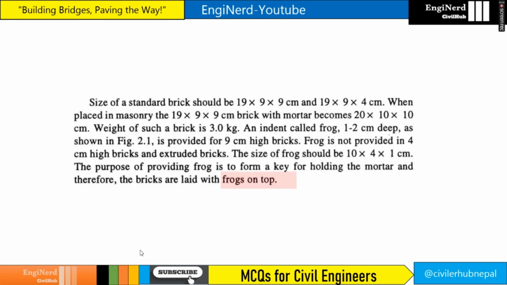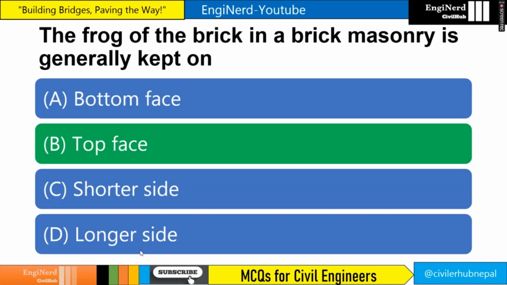The frog of the brick in a brick masonry is generally kept on what? Top face, right? So frogs on top. Also, the purpose of providing frog is to form a key for holding the mortar, and therefore the bricks are laid with frogs on top.